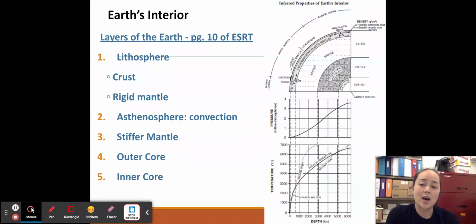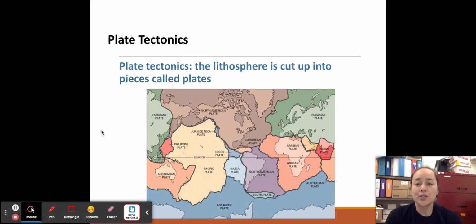Like I said, in the activity later on in this activity list, you'll learn about the layers of the Earth. Plate tectonics is just the idea that the lithosphere, or that surface layer, is cut up into pieces called plates. Those plates are named after the features that are on top of them.